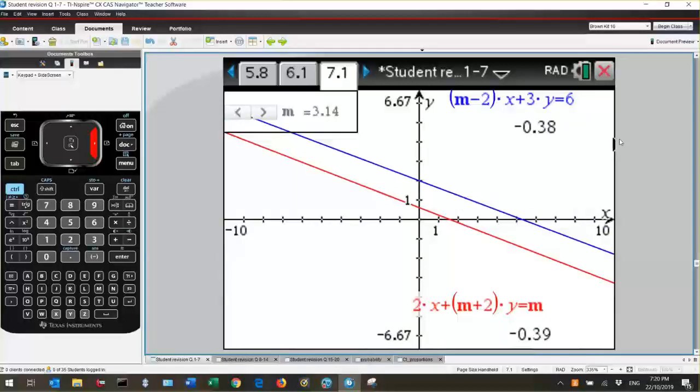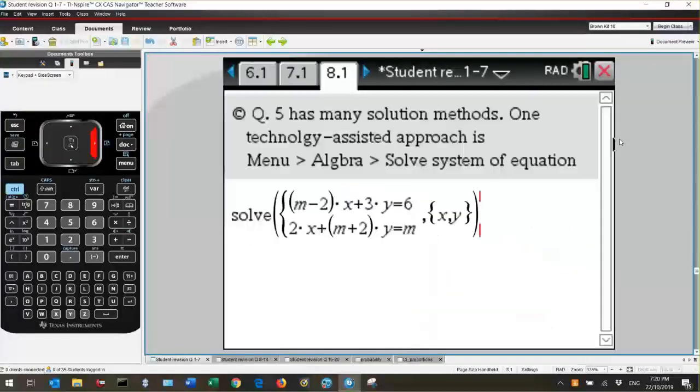But round about there, we see that once again, the lines are parallel. So there are a whole multitude of ways of solving these questions. One of them, of course, is to say they're going to be parallel when they have the same gradient, so easy enough to do by hand.